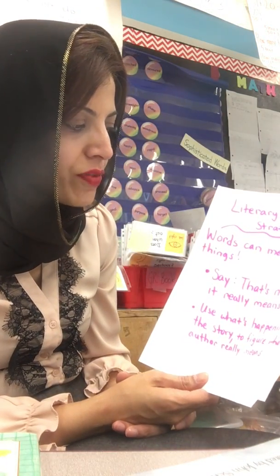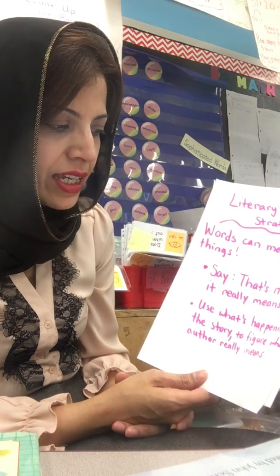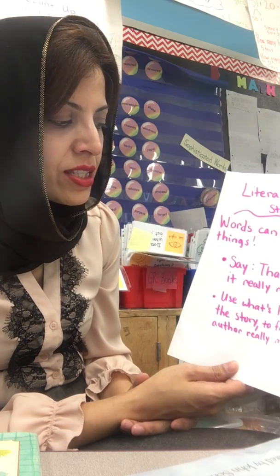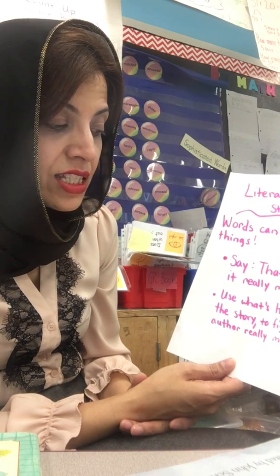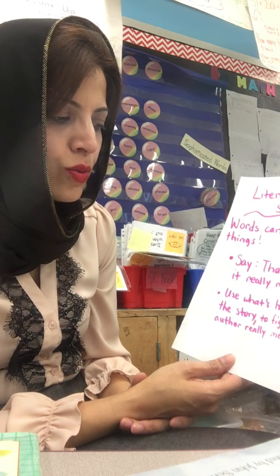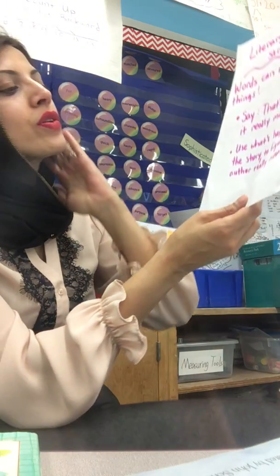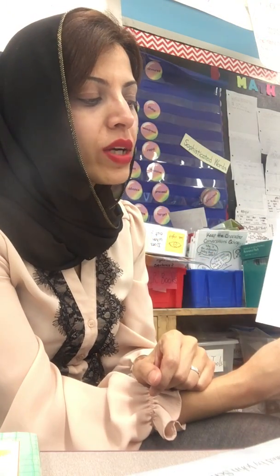One is words. You have to remember that words can mean different things. So the first strategy is, that's not what it really means. The second strategy is, use what's happening in the story to figure out what the author really means, okay? So first you have to say, wait a second, that's kind of confusing. That's not what it really means. What is the author really trying to say? And then you move on and you say to yourself, use what's happening in the story to figure out what the author is really trying to say.